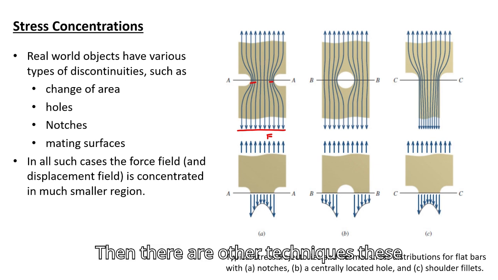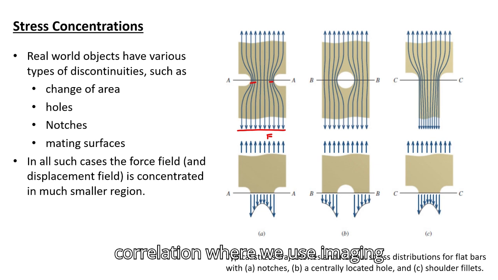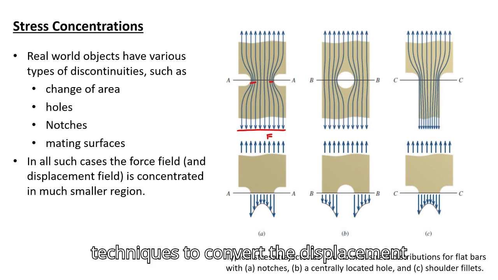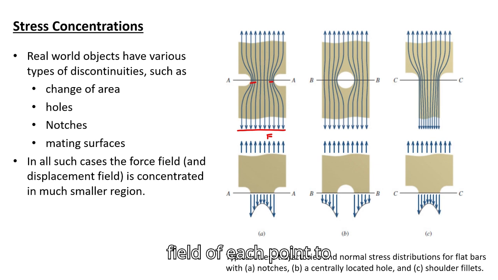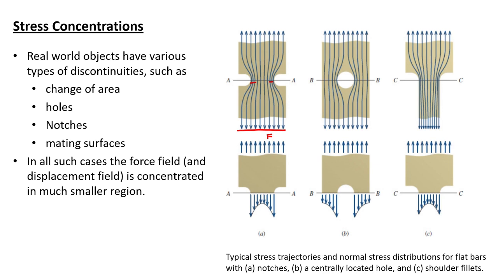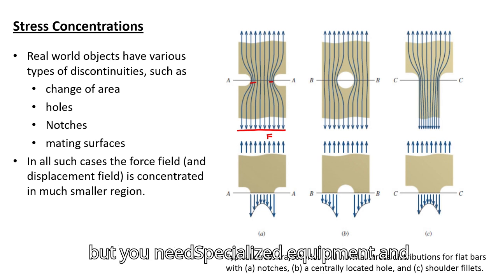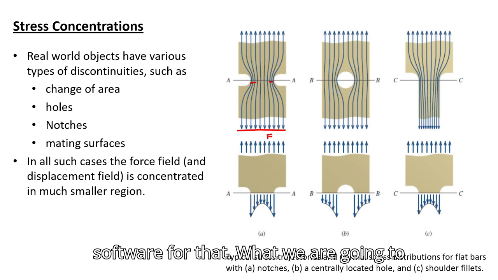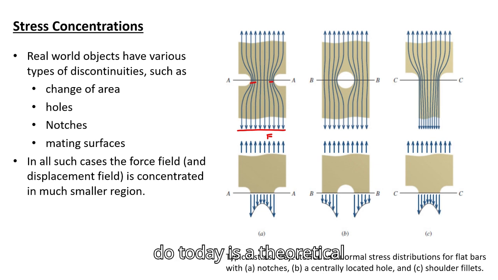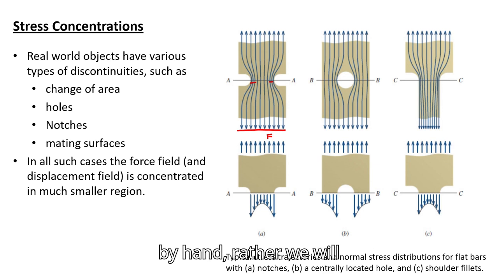Then there are other techniques these days. We have digital image correlation, where we use imaging techniques to convert the displacement field of each point to the strains and then to the stresses. Again, that is something that can be done, but you need specialized equipment and software for that. What we are going to do today is a theoretical calculation that we are not going to do by hand.